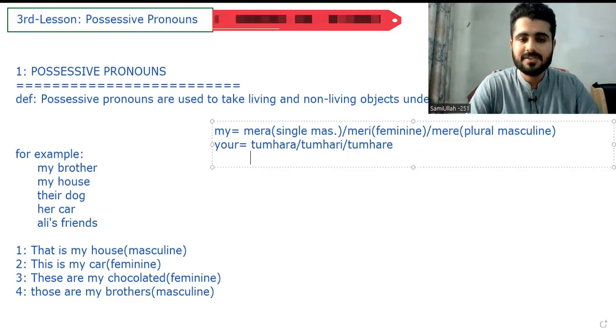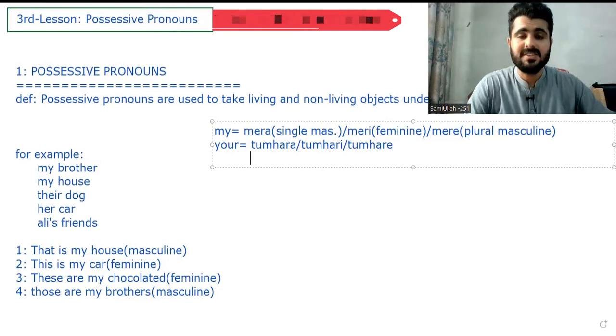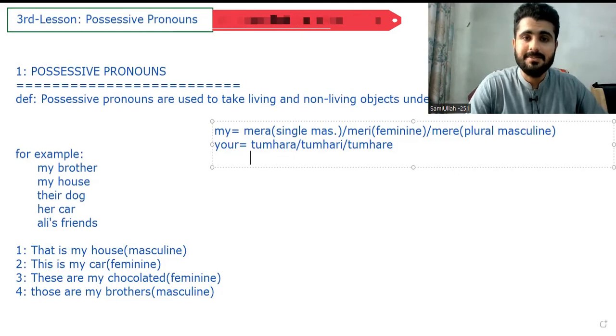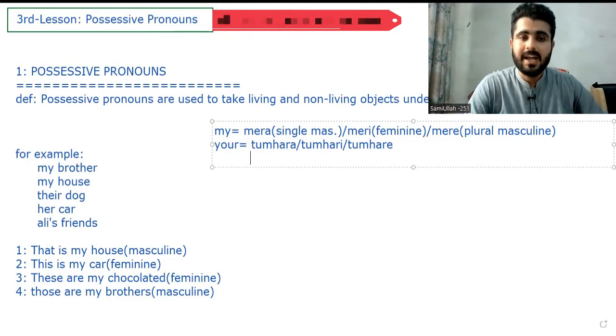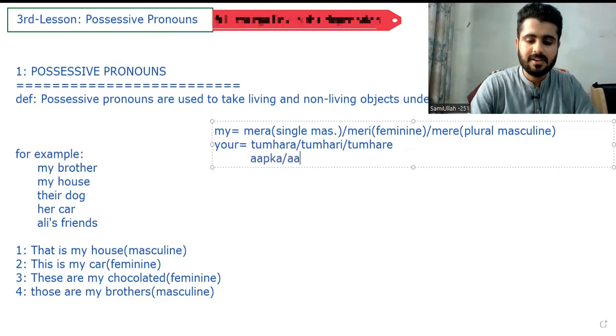If you remember in the first lesson, the word you has 2 equivalents, tum and aap. Tum is used if you are informal with the person, very casual, just like with your friends, younger siblings. So you will call them tum. Aap, when you show some respect, you are being formal with the person, like we speak with our elders, parents, teacher, boss, senior colleagues. So here also, tumhara, tumhari, tumhare is the informal form. So, aapka for single masculine, aapki feminine, aapke multiple masculine.